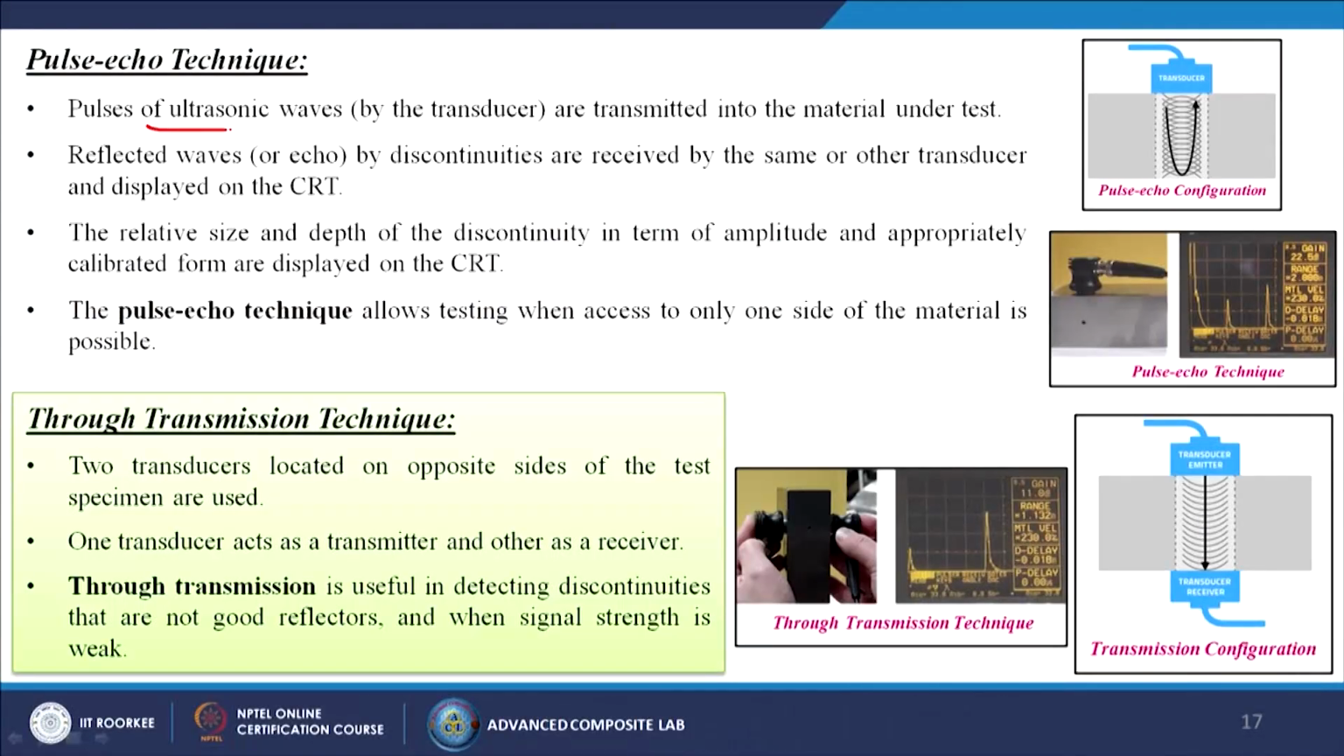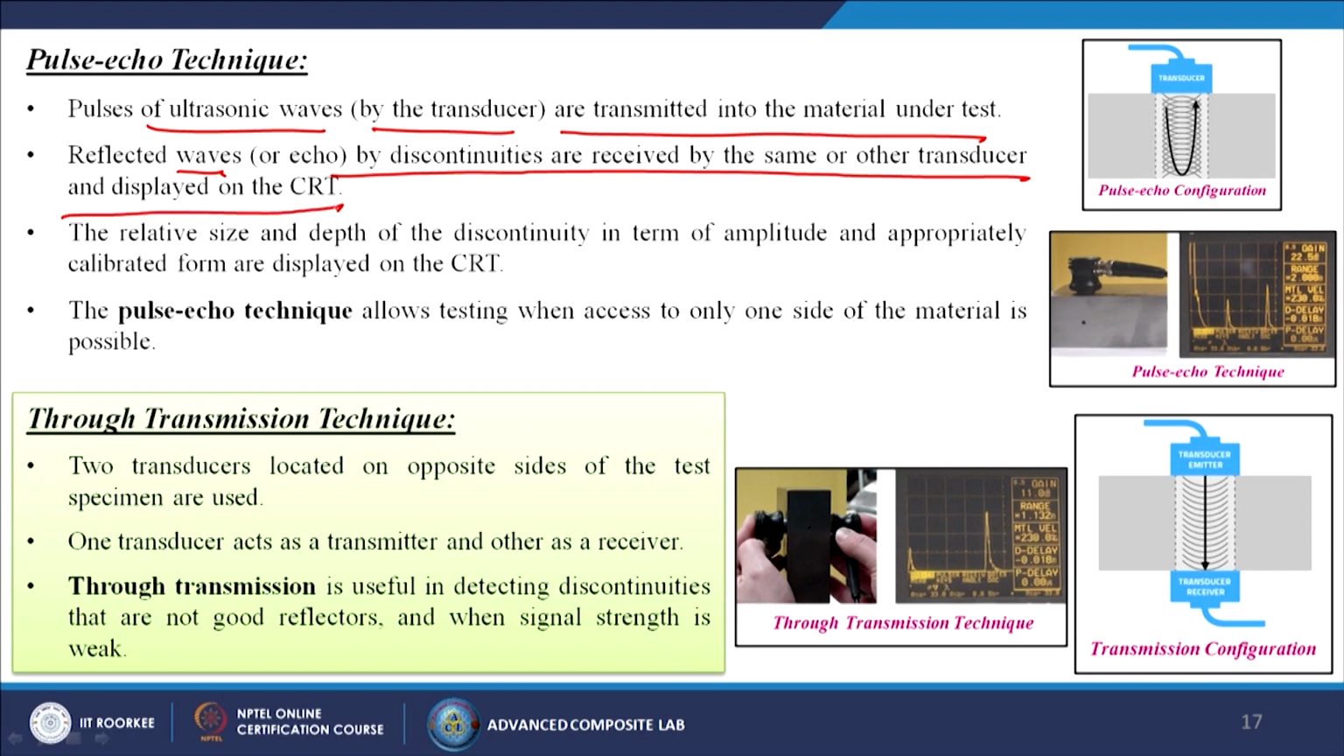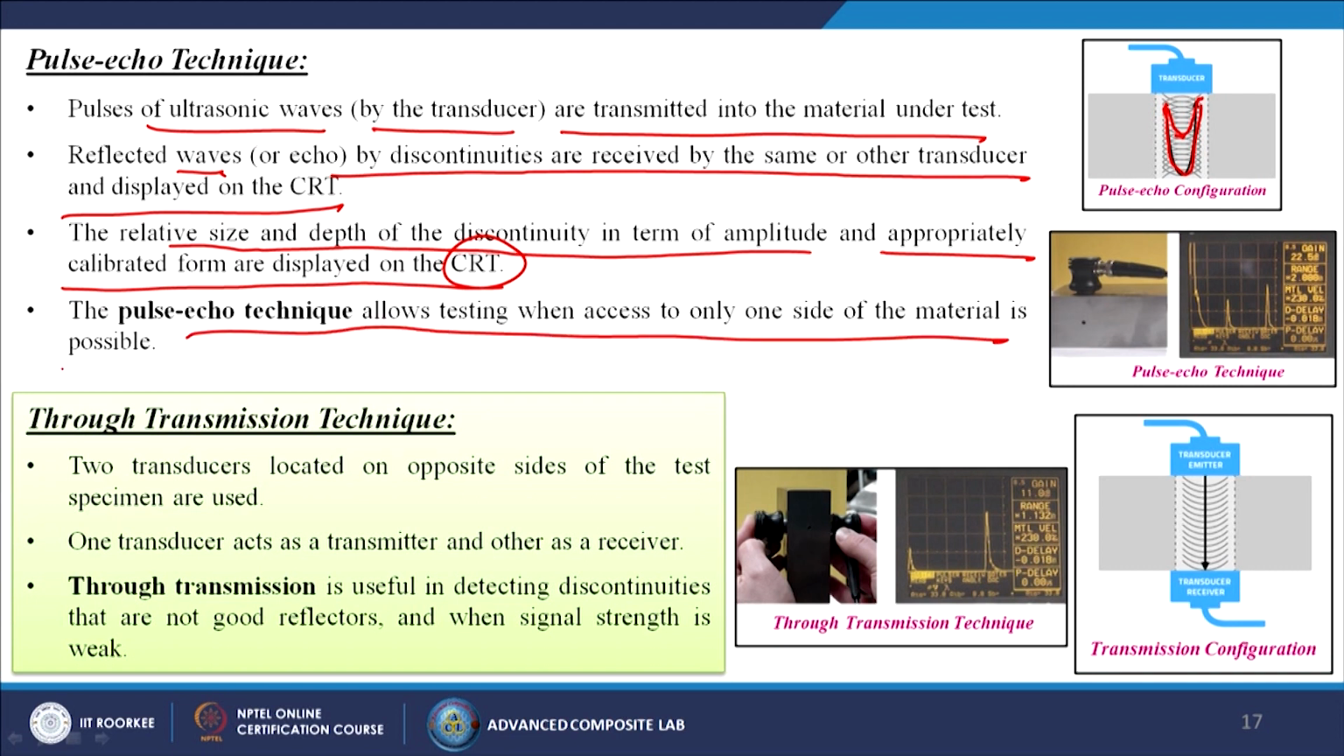Pulses of ultrasonic waves from the transducer are transmitted into the material under test. Reflected waves or echoes from discontinuities are received by the same or another transducer and displayed on the CRT screen. In this case you can see that pulses are coming and then reflecting from the bottom if there is no crack. If there is a crack, automatically it will be reflecting from that particular crack point. The relative size and depth of the discontinuity, in terms of amplitude and appropriately calibrated forms, are displayed on the CRT screen. The pulse echo technique allows testing when access to only one side of the material is possible.